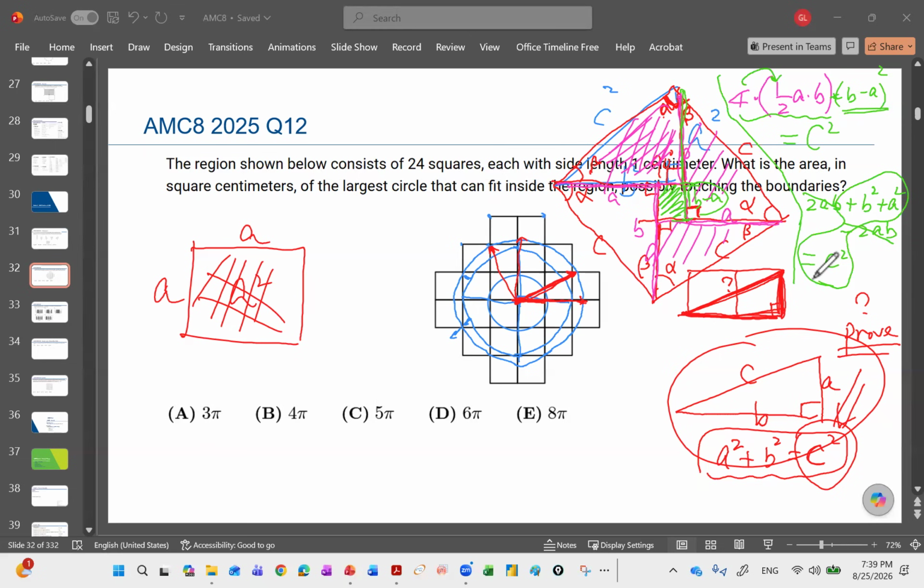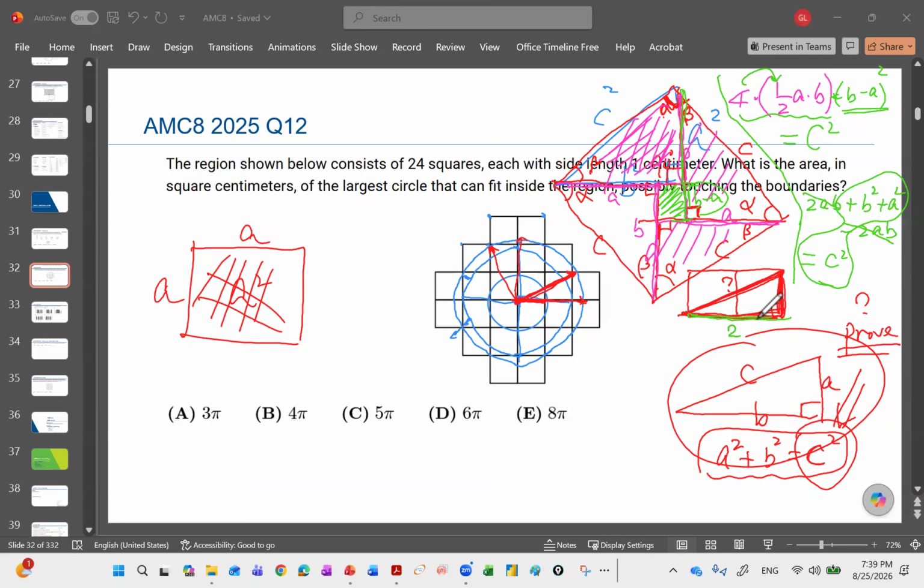So this is a theorem. What's the theorem? Did you guys notice? Pythagorean. Exactly. Exactly.